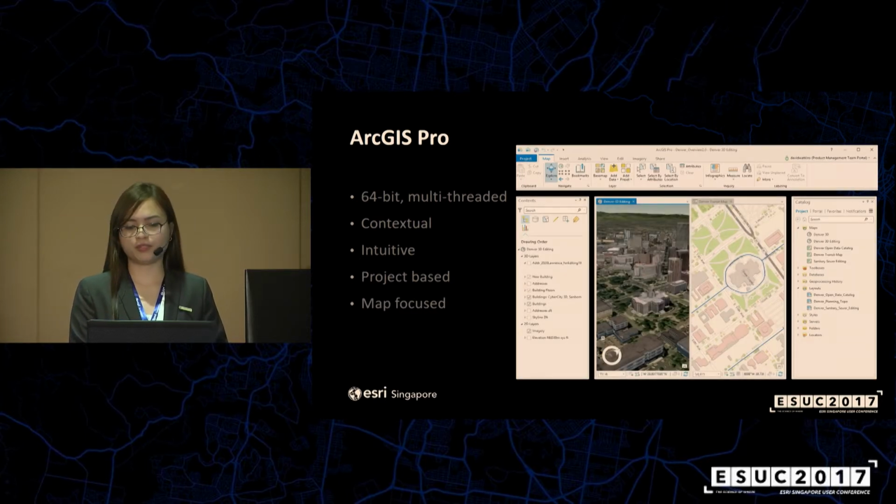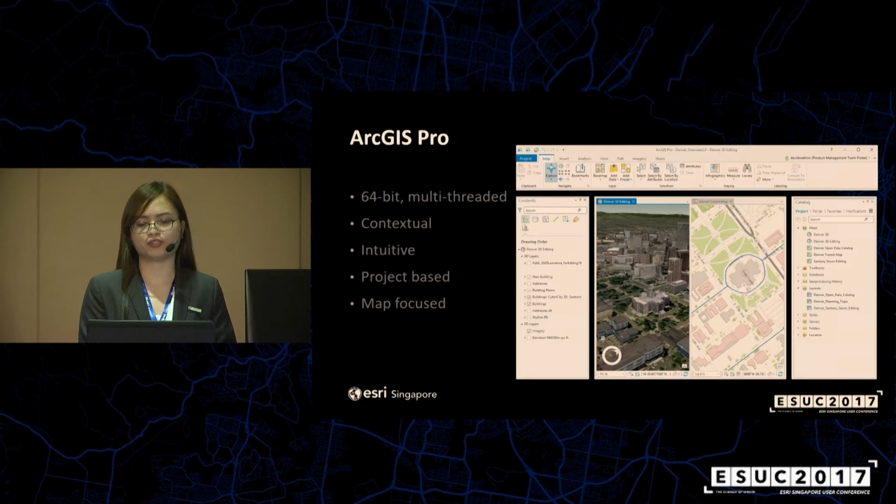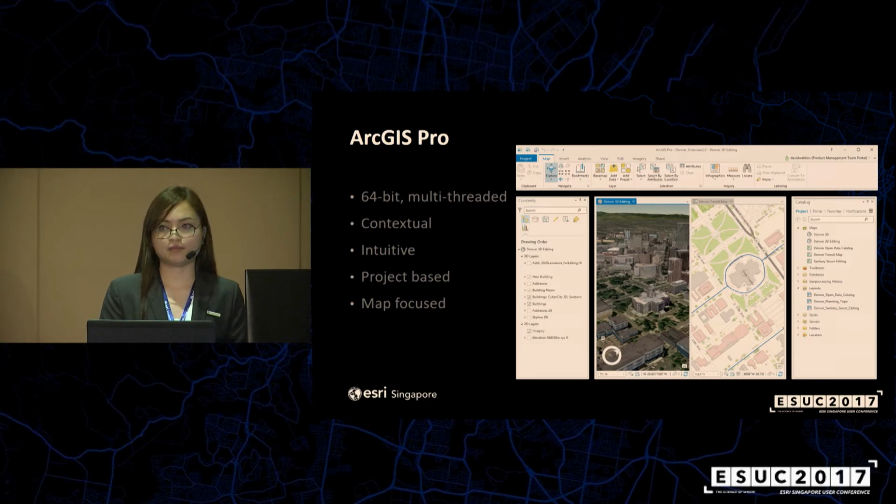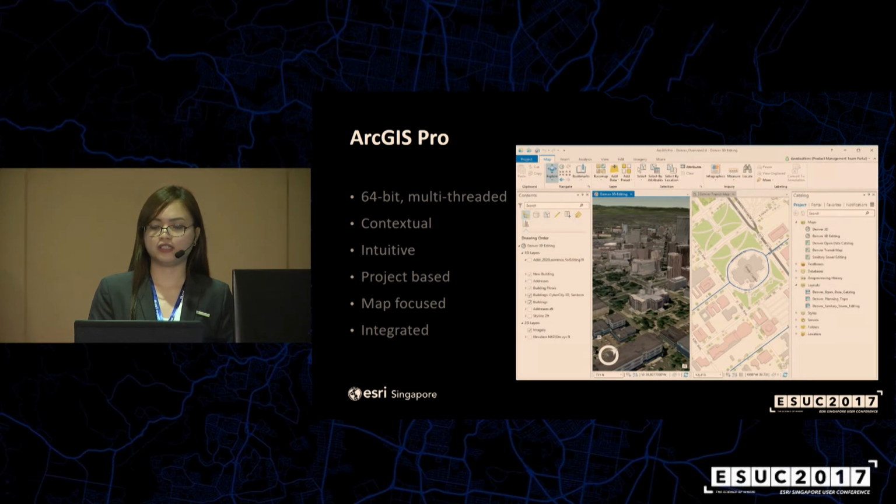The ArcGIS Pro interface was built to keep your map in focus. So all the tools and panes keep your map in view, which is usually in the center. And last but not least, ArcGIS Pro integrates both 2D and 3D, as well as the interface, which is highly web connected and online integrated.